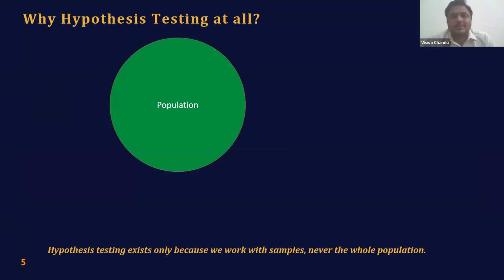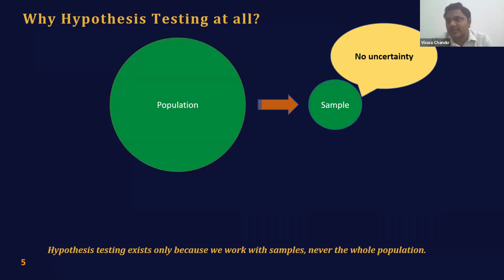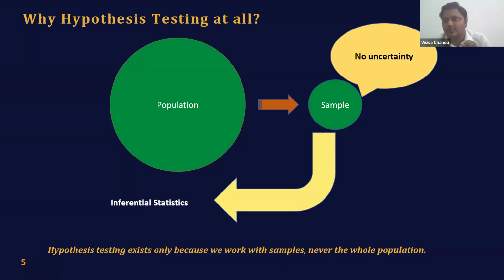Just a graphical representation of the same thing. What we intend to learn about is always the population, but what we get to work with is only the sample. When you are learning about the sample, there is no uncertainty whatsoever. Let us log this in. There is no uncertainty whatsoever when you are dealing with samples. Uncertainty arises when you want to apply or generalize those findings to the entire population. That is the domain of inferential statistics. Hypothesis testing exists only because we work with samples, never the whole population, but we want to generalize our sample findings to the whole population.